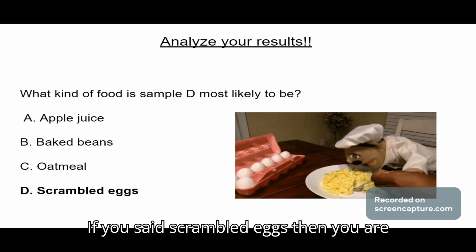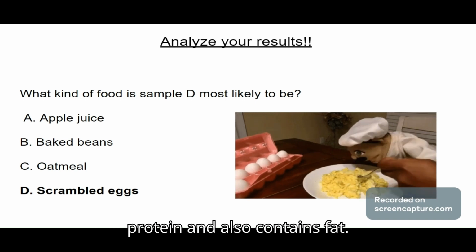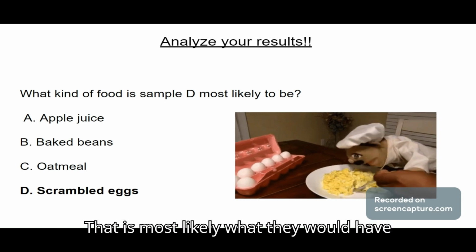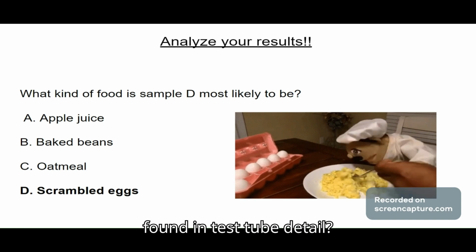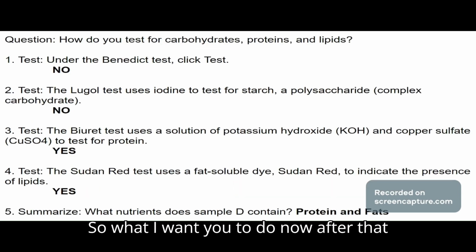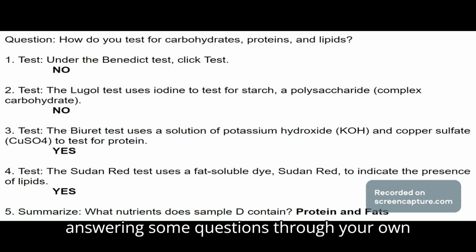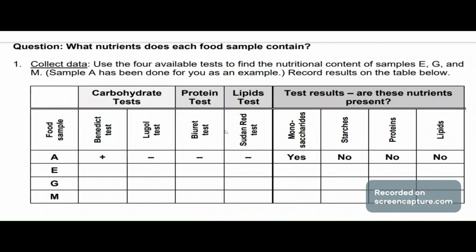If you said scrambled eggs, then you are correct. Scrambled eggs contain protein and they also contain fat. That is most likely what they would have used to prepare the sample found in test tube D there. So, what I want you to do now after that demonstration is answer some questions through your own exploration.